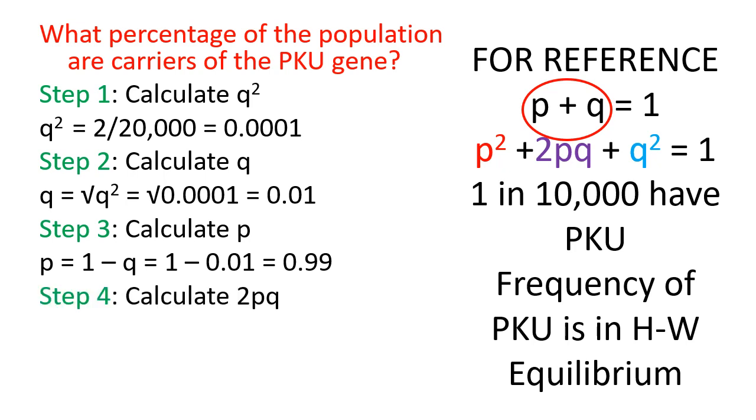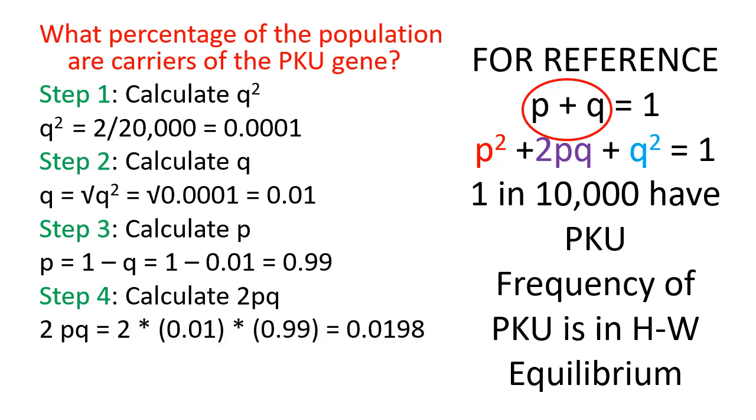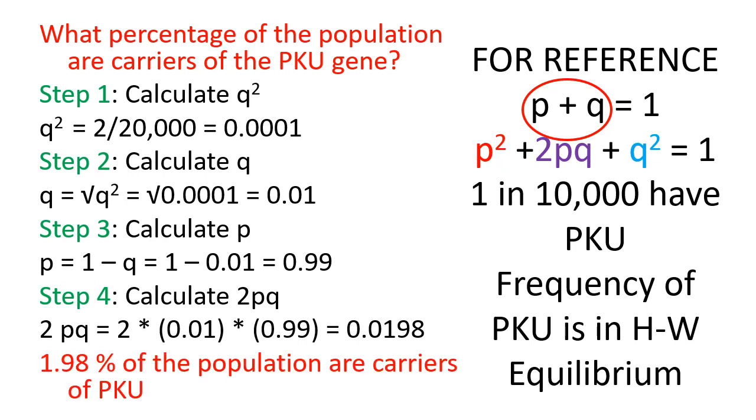Now we have a value for p and a value for q. All we need to do is calculate 2pq. 2 times p times q is 0.0198. Our answer then is 1.98% of the population are carriers of PKU. So this is just one of the type of questions that you can get. We'll spend a lot of time practicing these, and you'll have one of these on the exam as well.